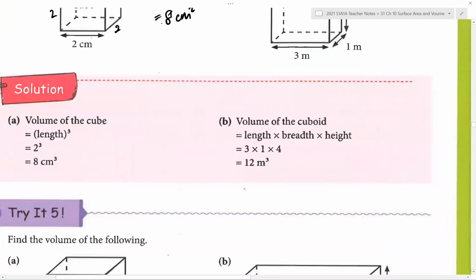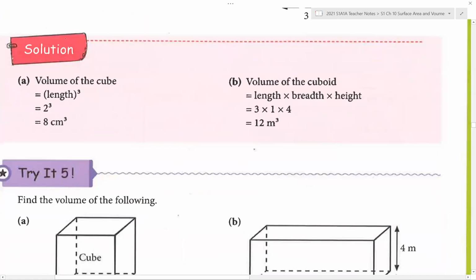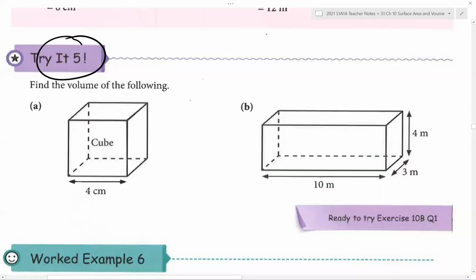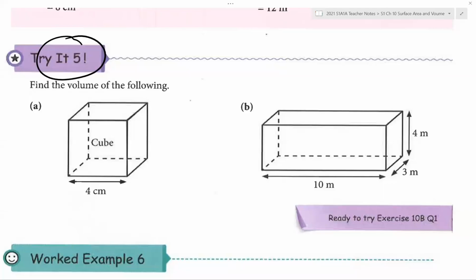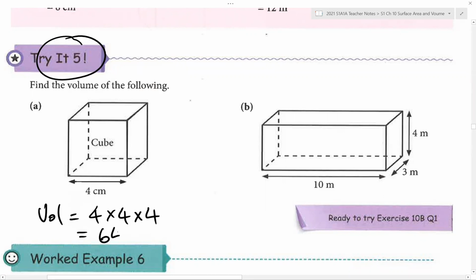Okay, so try example 5. Do it now. For the volume, parts A and B. Volume is enough. 4 times 4 times 4. And what did you get? Units? Square? Is it a square? Cube. Okay, the unit for volume is cubic centimeters.